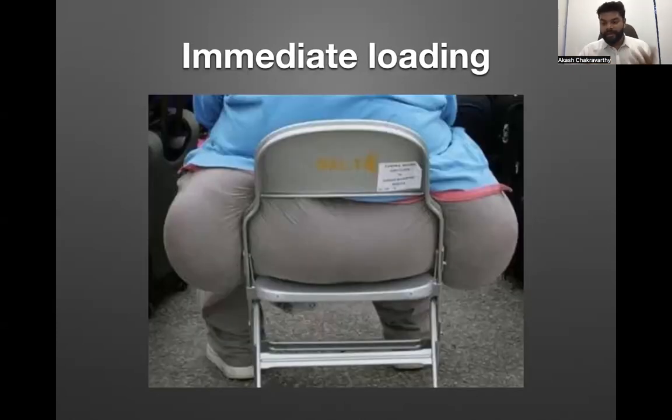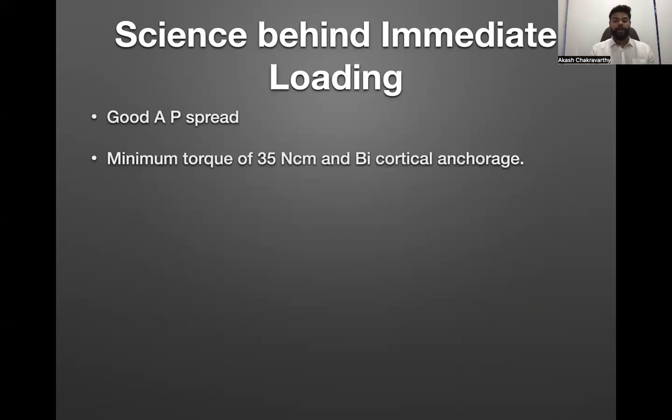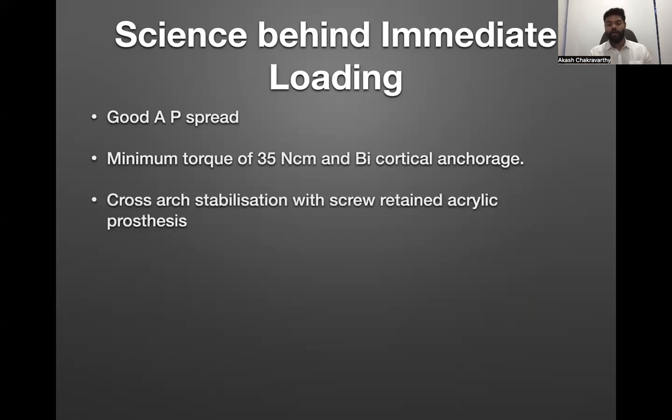Okay, let's talk about immediate loading now. Science behind immediate loading. So have a good AP spread. If you don't have a good AP spread, you are going to be giving a short arch, which is not good for the patient. So have a good AP spread. The minimum torque of 35 NCM on all implants and bicortical anchorage. Okay, it is not just enough if you get 35 NCM torque, you should also achieve bicortical anchorage on your implants.